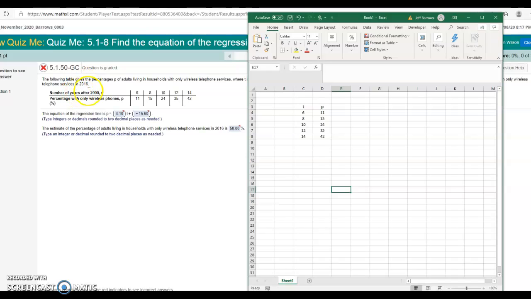The data looks like a number of years after 2000. That variable is represented by T, and then the percentage with only wireless phones is represented by P. So you want to think in kind of an XY relationship here. You're using T and P. The first thing you need to do in order to find this regression line, the easiest way, is build a scatter plot.